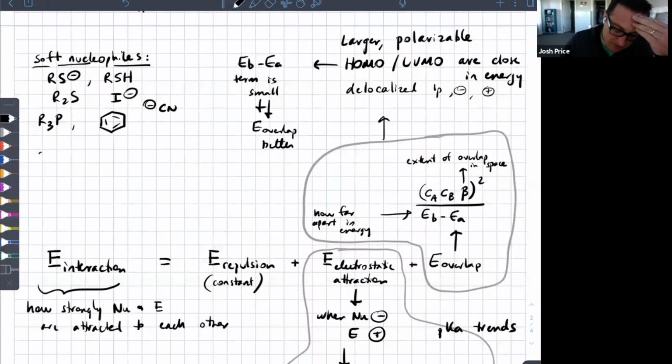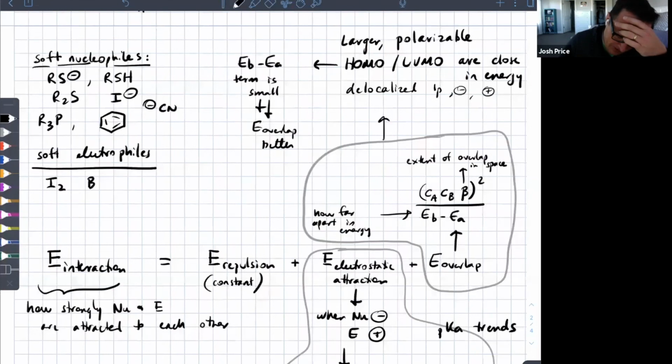And then the soft electrophiles are soft Lewis acids. They include, as an example, things with polarizable low energy LUMOs. So the halogens, all really great soft electrophiles. Transition metals that have lots of electrons in them, but are nonetheless positively charged, can be good soft electrophiles.